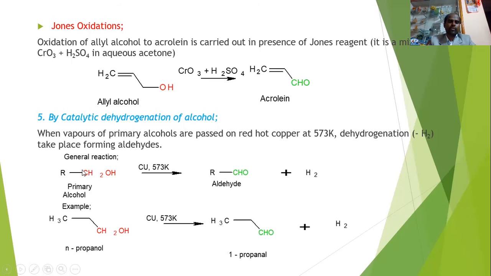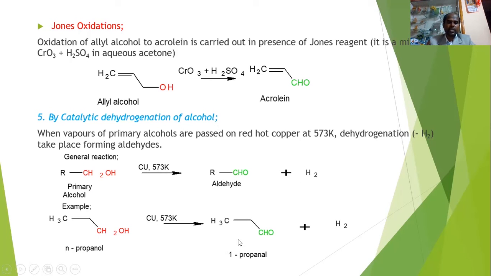So that means when the vapors of primary alcohols are passed over red hot copper at 573 Kelvin, dehydrogenation, removal of H2, takes place, forming an aldehyde. When the vapors of a primary alcohol are passed over heated copper, it gives an aldehyde, with removal of hydrogen, and this process is called dehydrogenation. A catalyst is used, which is why the whole process is called catalytic dehydrogenation.